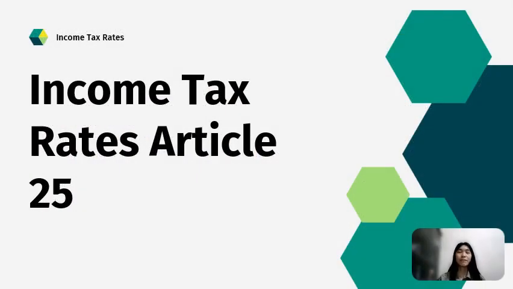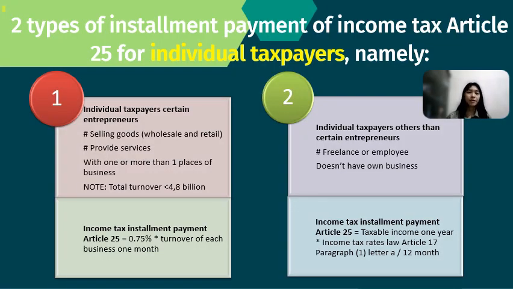Alright, I will continue with the income tax rates of Article 25. For the individual taxpayer, we have two types of installment payment of income tax Article 25. First is the individual taxpayer, certain entrepreneurs who are selling goods or providing services with one or more places of business, and the total turnover is less than 4.8 billion. Usually this is applied for micro, small, and medium enterprises or UMKM, and this tax is not final, so it can be credited at the end of the tax year.